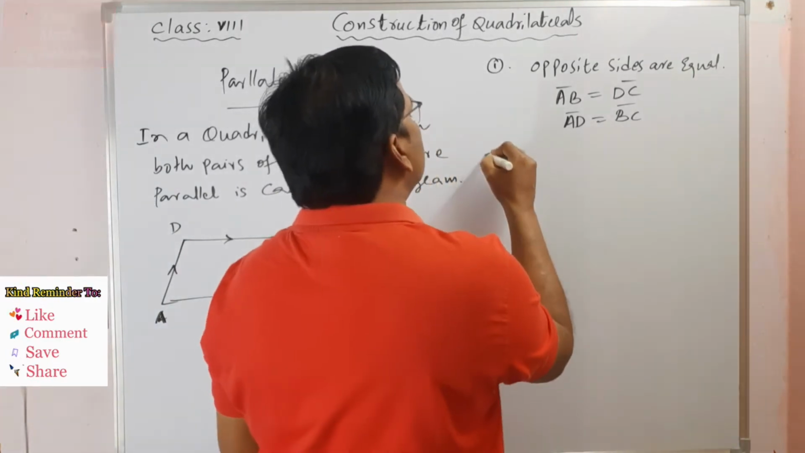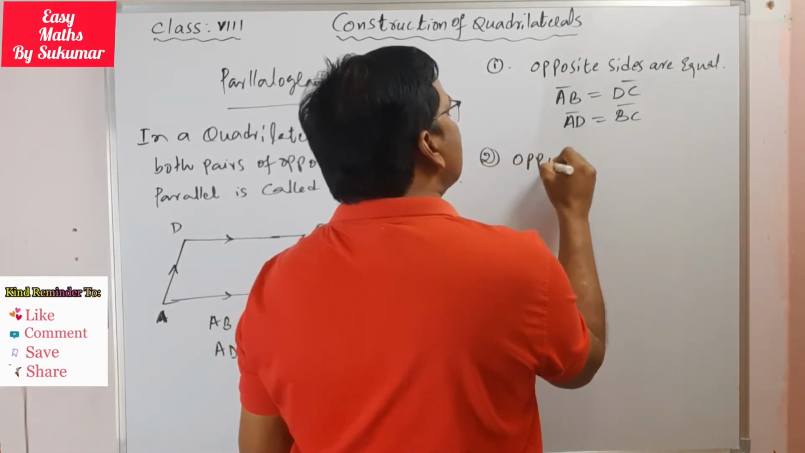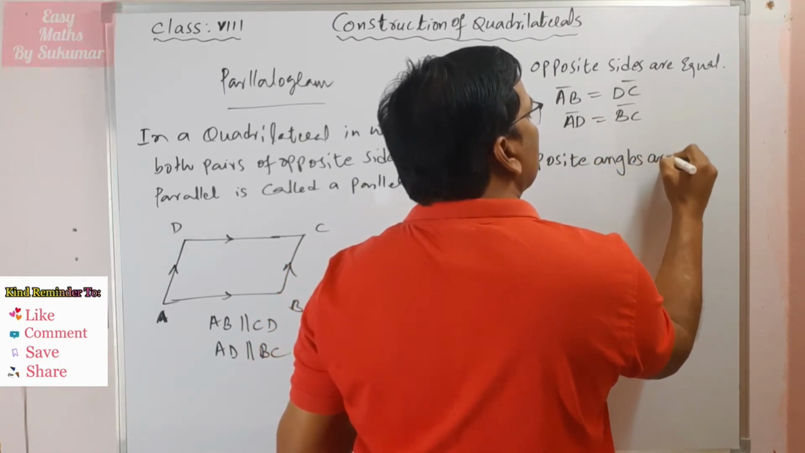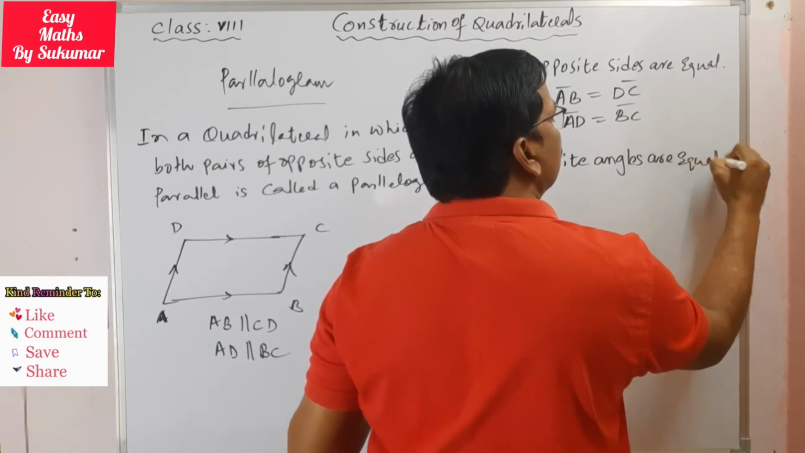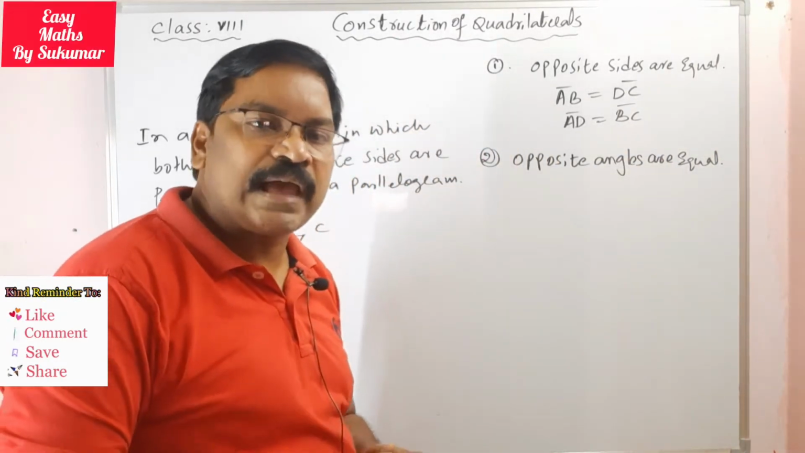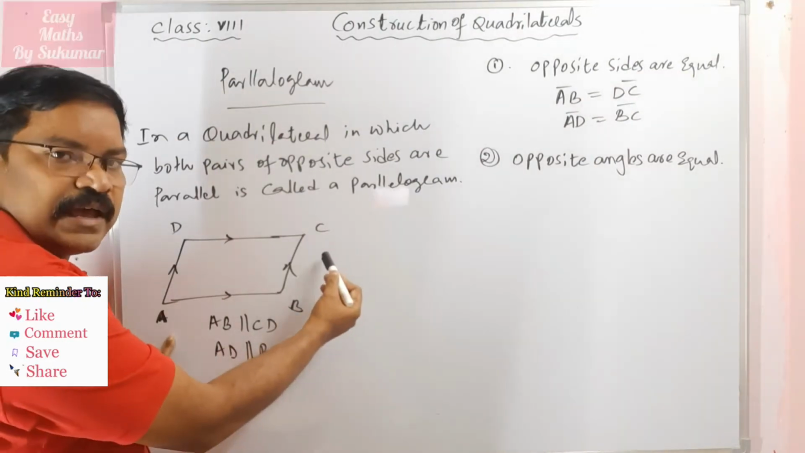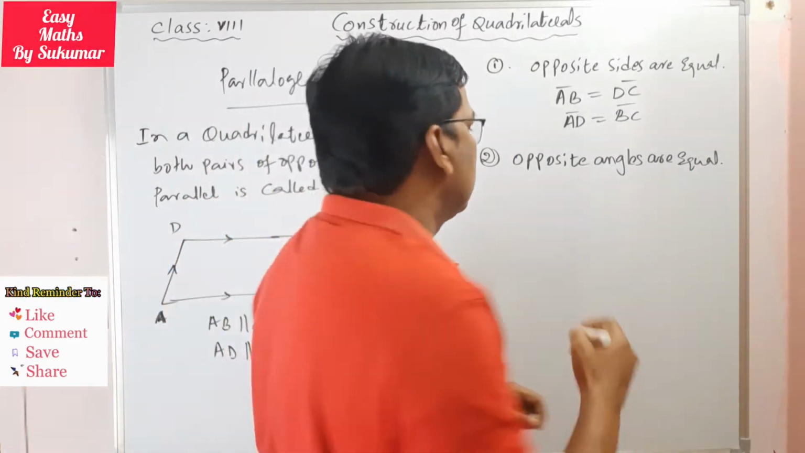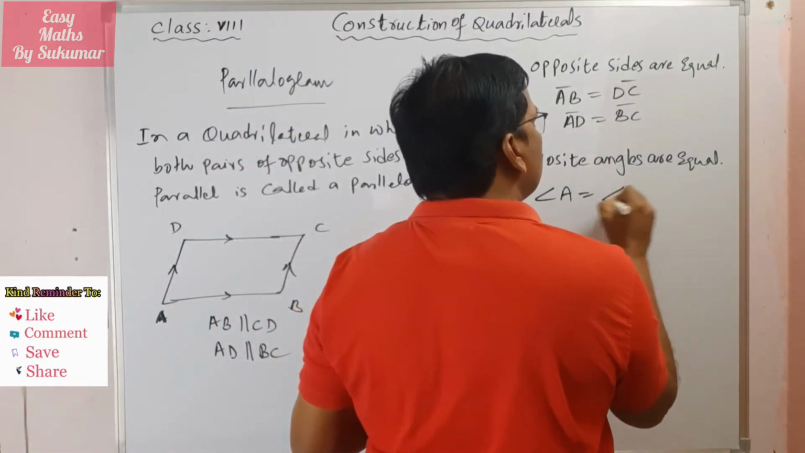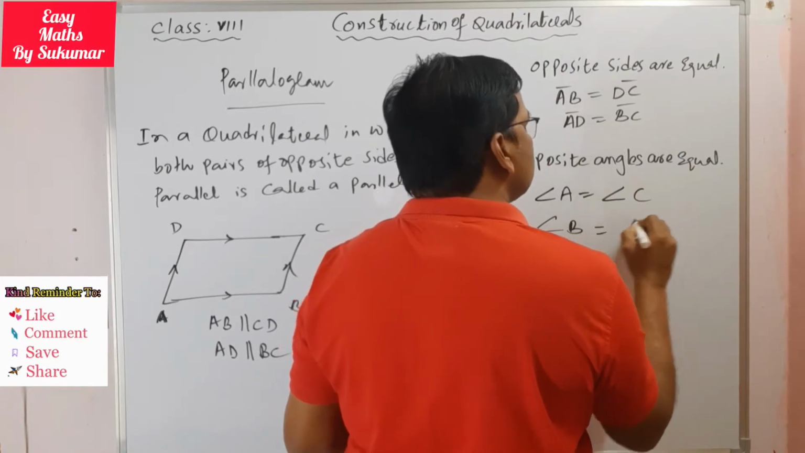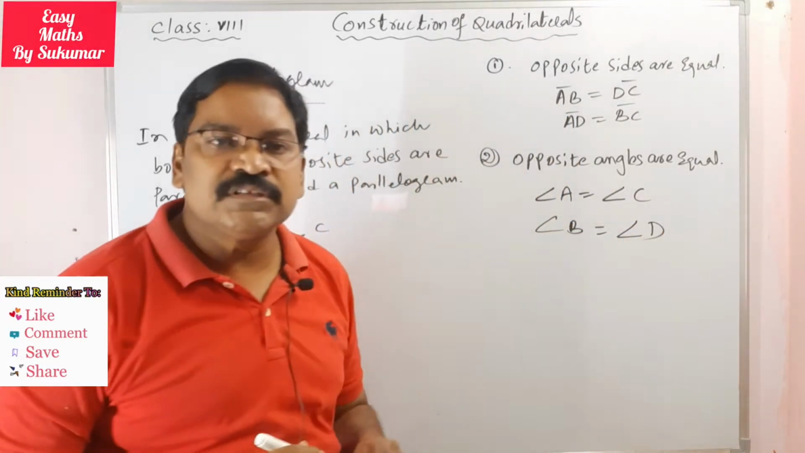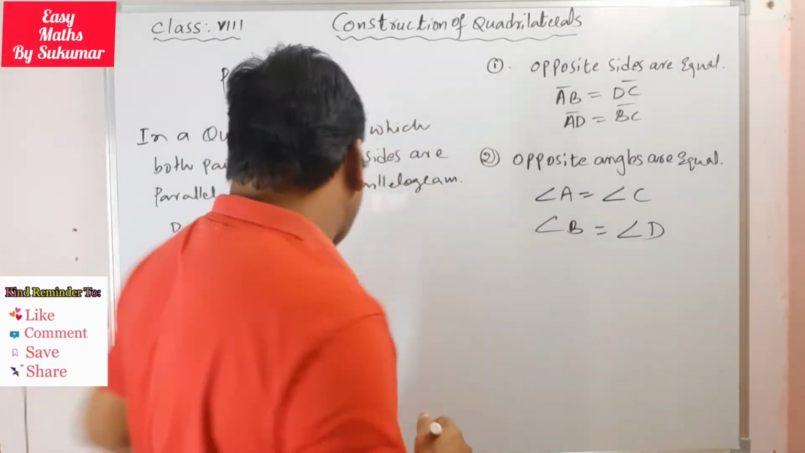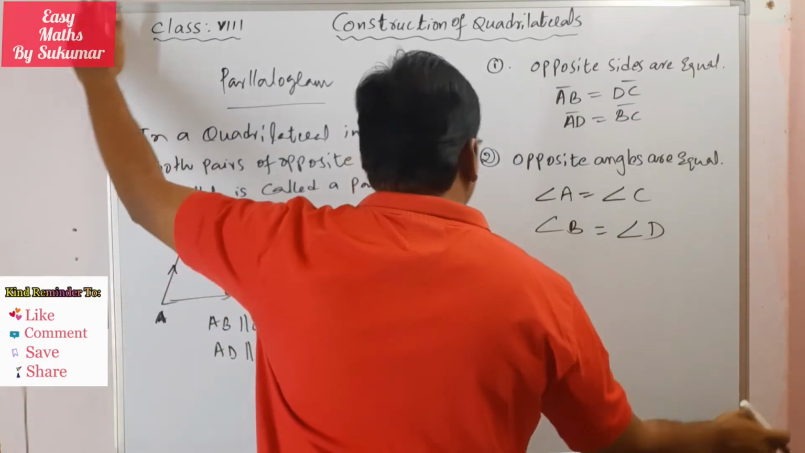Coming to the second property here, opposite angles are equal. Opposite angles are also equal, right? What are the opposite angles? Angle A and angle C, angle B and angle D, these are equal, right? Angle A is equal to angle C, angle B is equal to angle D. These are called the opposite angles of a quadrilateral. These opposite angles are equal.